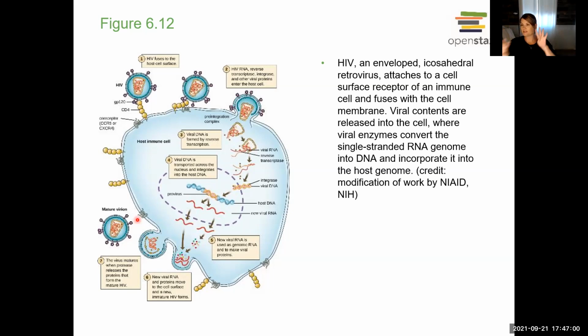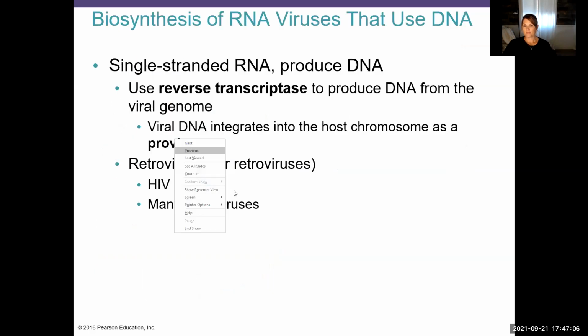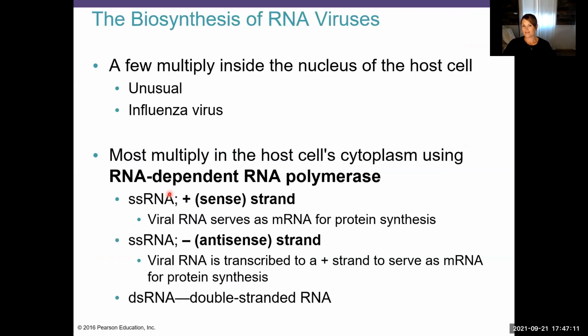Okay, so 4 different things we talked about, you guys, for RNA viruses. Just to recap, right? So we have a few that will multiply inside the nucleus of the host cell, okay? But most are in the cytoplasm. So then you have this guy, or these 2, which are single-stranded RNAs. And one of them is a sense strand, one of them an antisense. This guy can be directly translated. This guy has to be transcribed first into the sense strand, and then it can be translated. This guy has both strands already, so he's good to go, right?